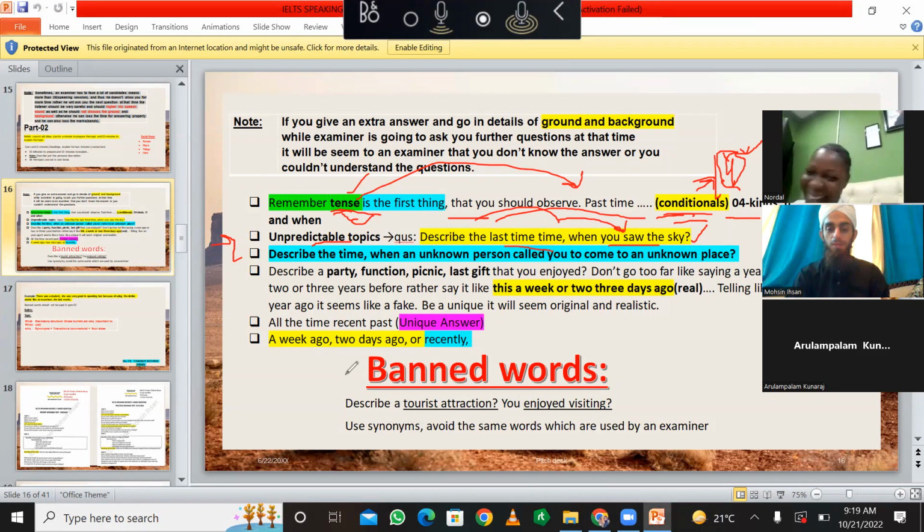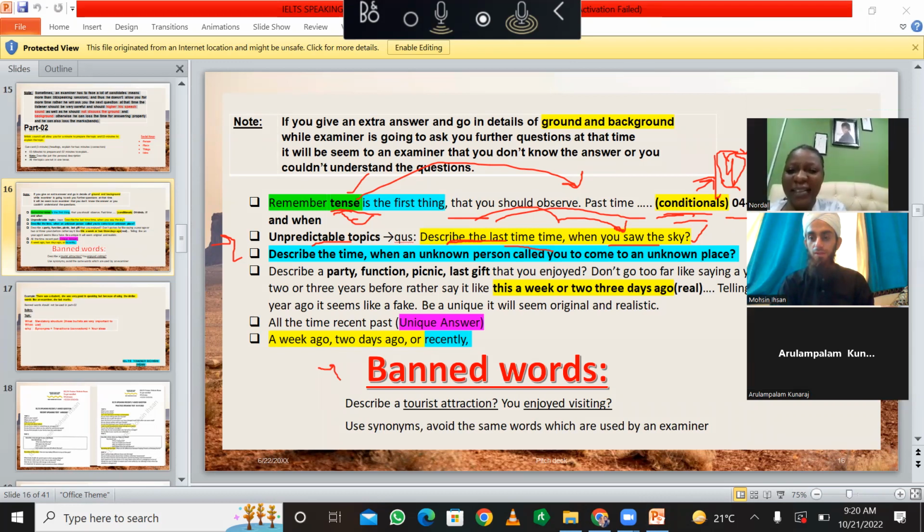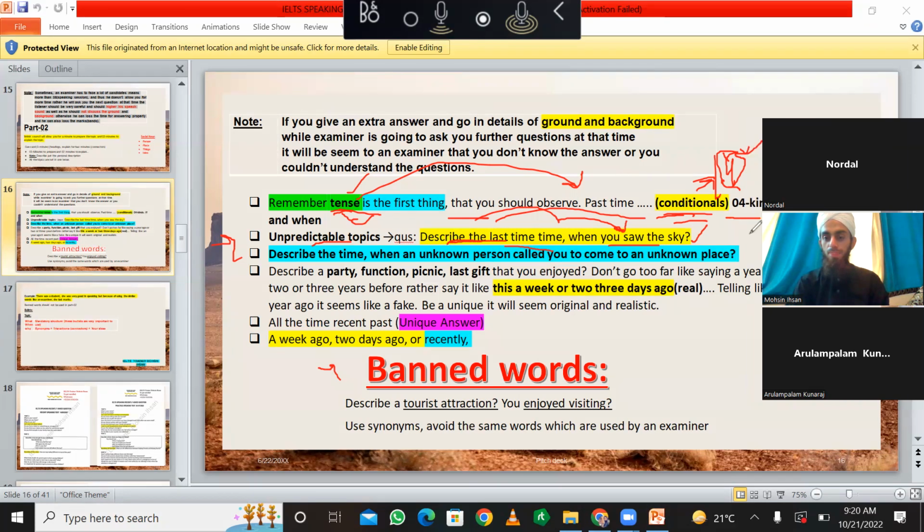Because many other students, when I ask this question, mostly say, "Sir, I don't know when I saw the sky for the last time," and then they get stuck. Yes, Kunaraj, how would you answer? Describe the last time when you saw the sky. Yes, sir. Describe the time when you saw the sky.